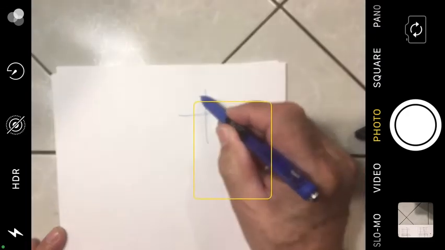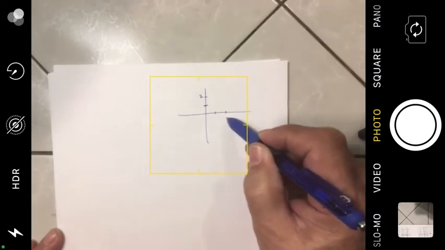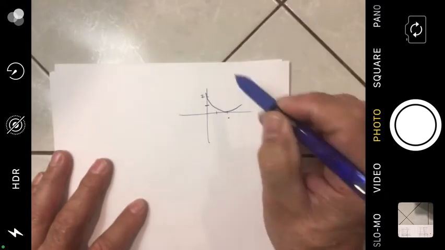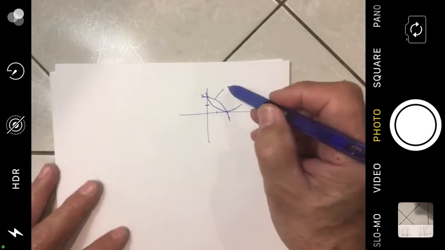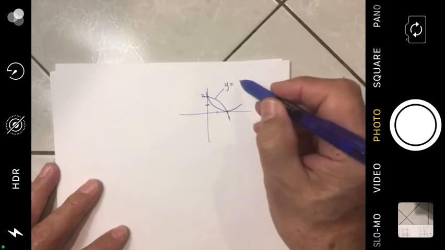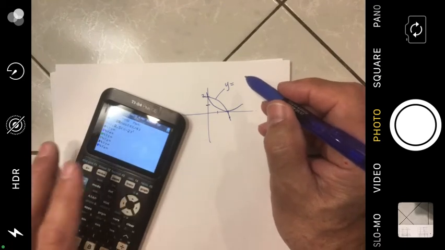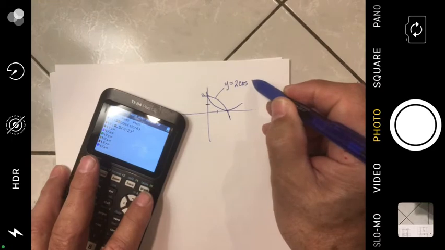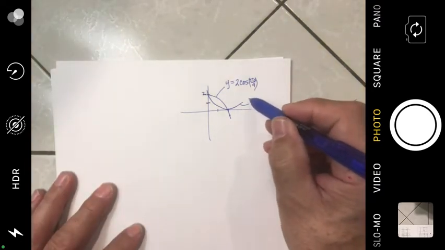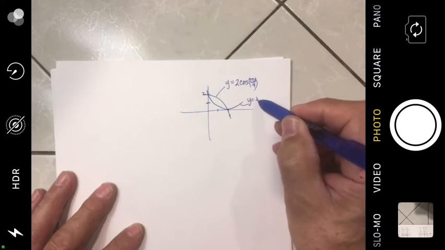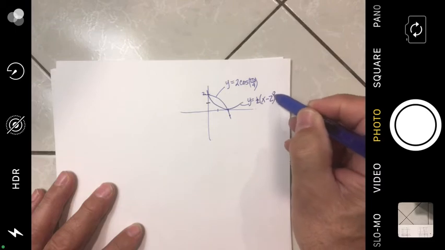They intersected at 0, 2 and 2, 0. One of them went this way, and one of them went this way. And this one was the cosine curve. You can take a look at the graph on it there. It was y equals, I'll look it back up here, 2 cosine of pi x over 4. The other equation was y equals 1/2, or 0.5, times x minus 2 quantity squared. So, now that I have that, okay, well, that's all right.